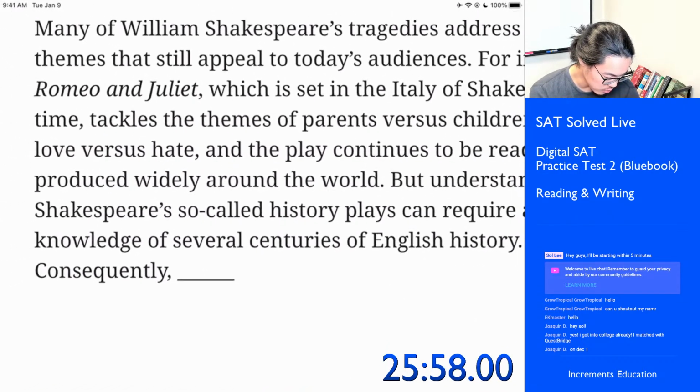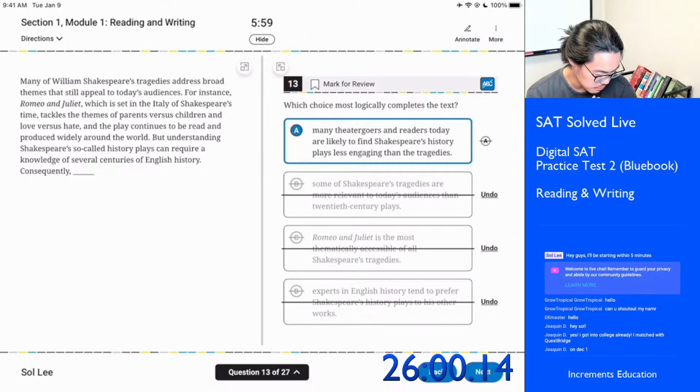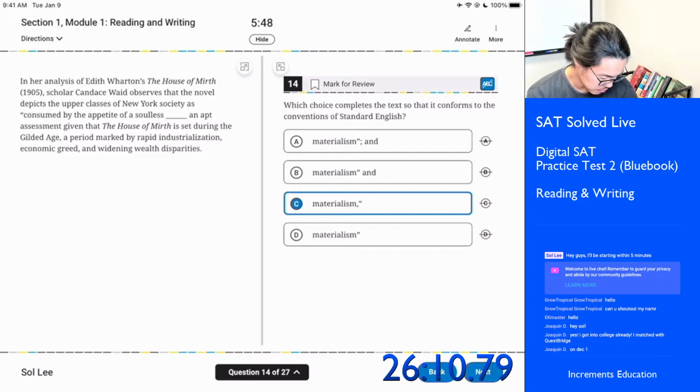Widely around the world. Read and produced widely. Appeal. She observes that the novel depicts the society as consumed by this materialism, an apt assessment. It's a pretty complex, a positive. Okay, yeah.